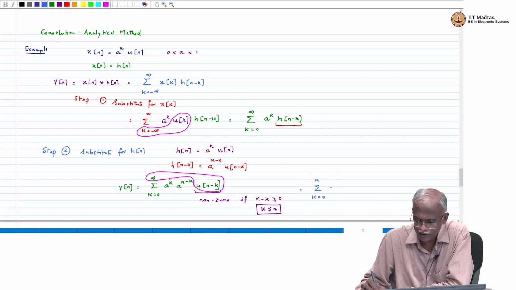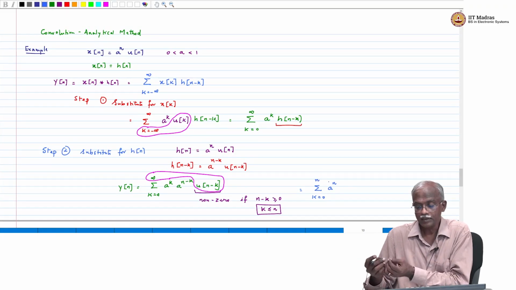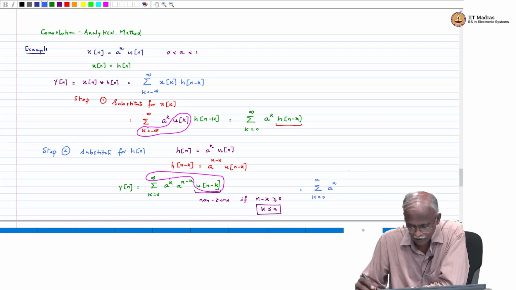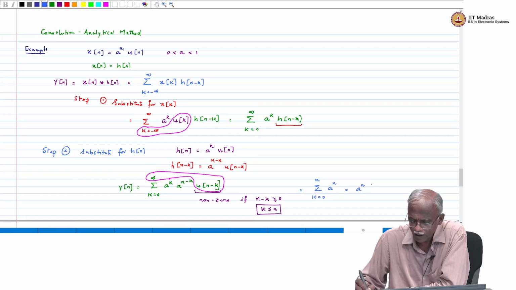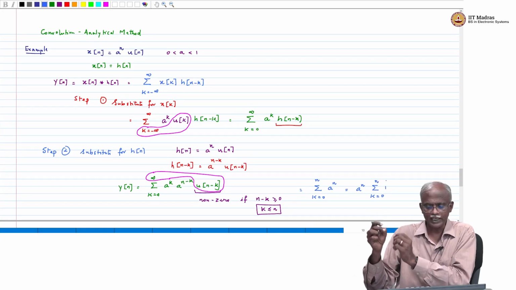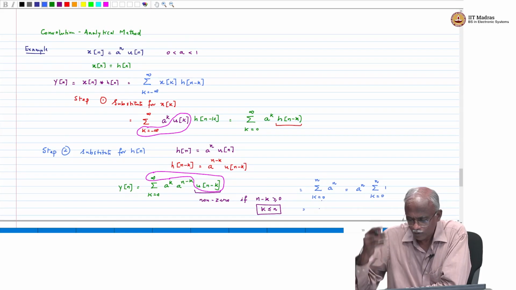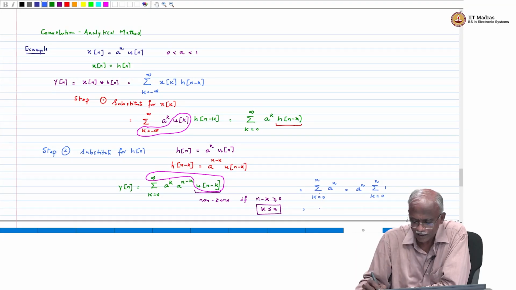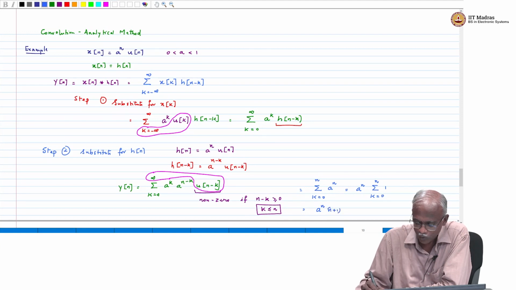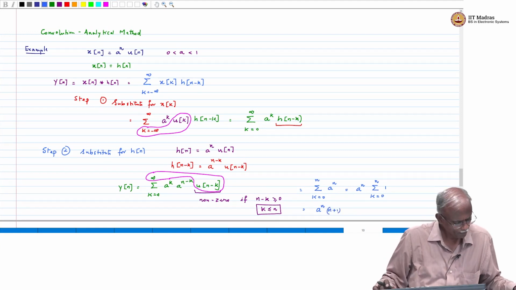So, if you simplify, this comes out to be a power n, and a power n doesn't depend on k. So, what we can do is remove a power n outside, you get summation k equal to 0 through n, and this you can leave as a constant equal to 1. Okay. So, which means when you add this term, you will get 1 plus 1 plus 1, n plus 1 times. So, this is nothing but n plus 1 times a power n.